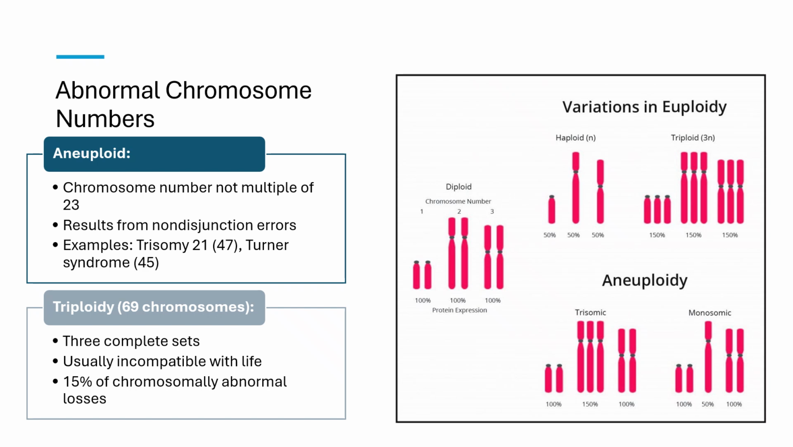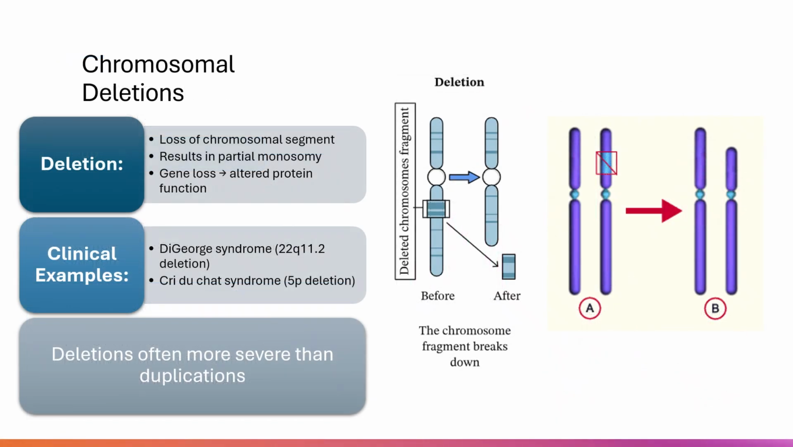When parents ask why their baby has a chromosomal abnormality, we can explain nondisjunction as a random error in cell division, not something they caused or could have prevented. The distinction between aneuploidy types helps set realistic expectations and guide care decisions.